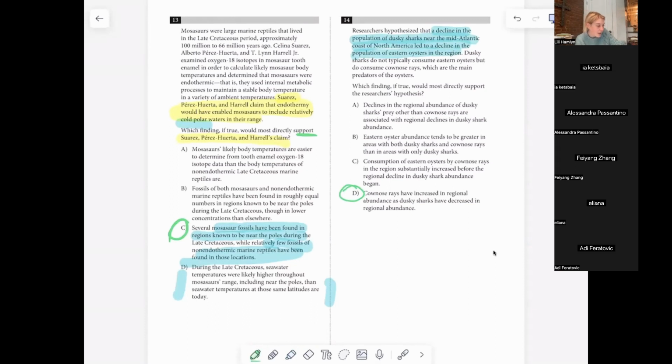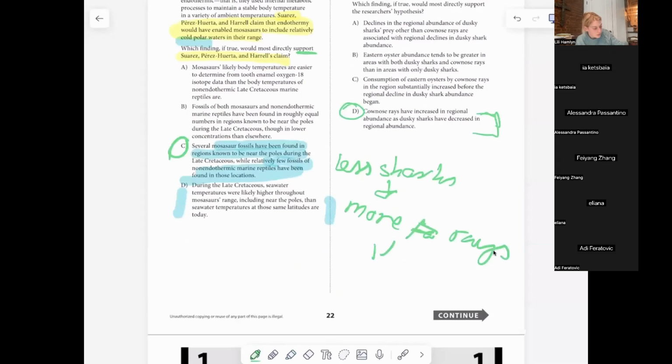So basically, cow-nosed rays have increased as dusky sharks have decreased, right? That would be good, this would support the hypothesis, because less sharks should lead to more rays and fewer oysters.